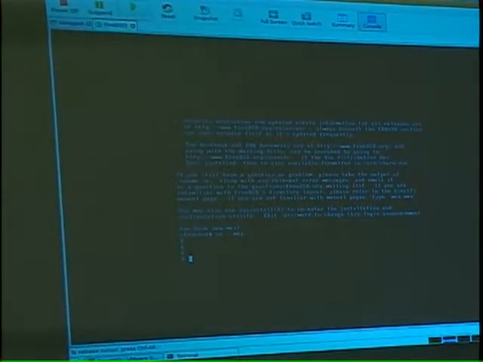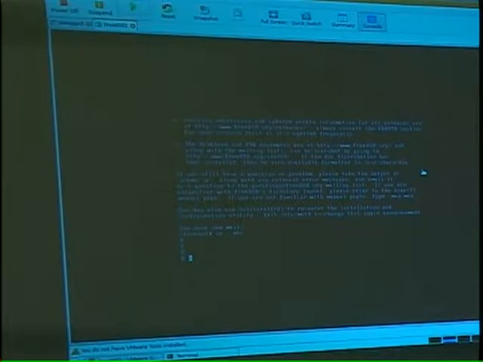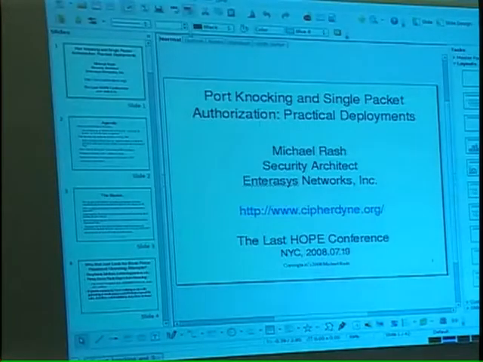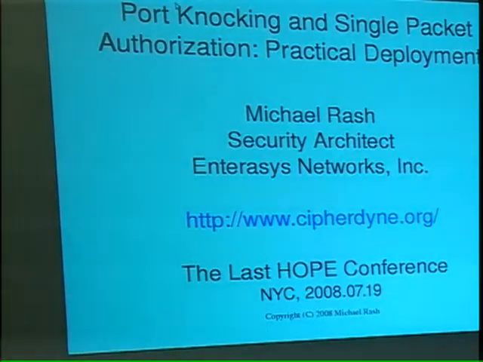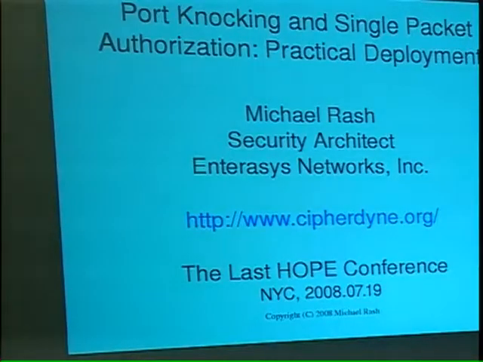Anyway, let me get started with the talk. Okay, so hello everyone, my name is Michael Rash. I'm the security architect of Authorization Networks. Today I want to talk about my open source work, in particular the FWKNOP project, which is open source. You can download it at cipherdyne.org.